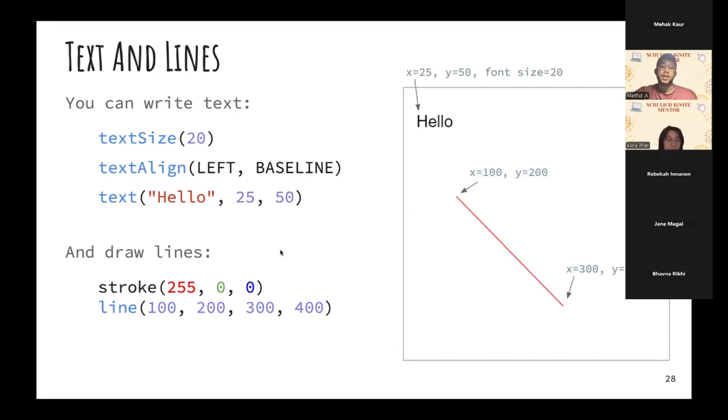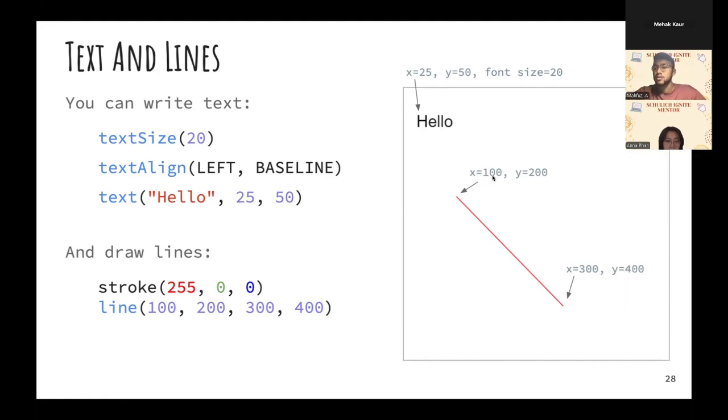Okay. So then there's the stroke method. What that does is it determines the color of the line that you draw. And then the line method helps with determining where the line goes. The first two values determine where the line starts, and the last two values determine where the line ends. So here we use the line method. The line starts at x and y values of 100, 200, and ends at x and y values of 300, 400.